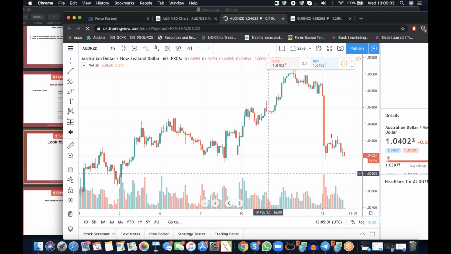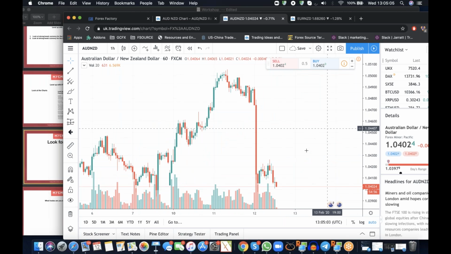I was also keeping an eye on this pair. I was looking for a deeper retracement to potentially short the Australian dollar New Zealand dollar pair.